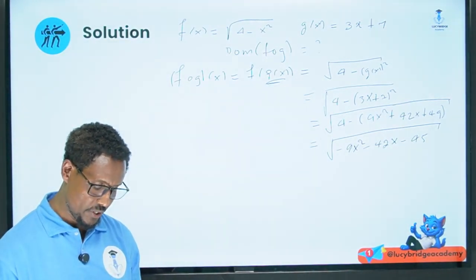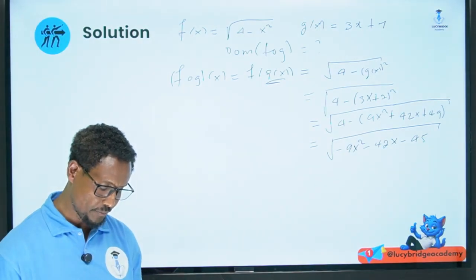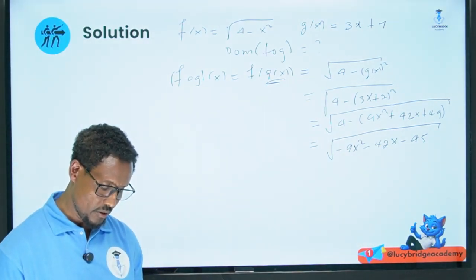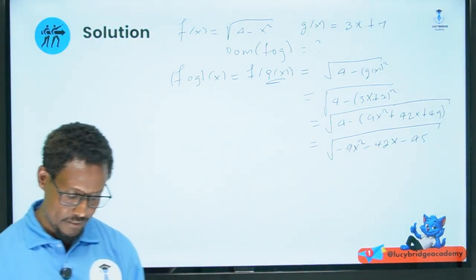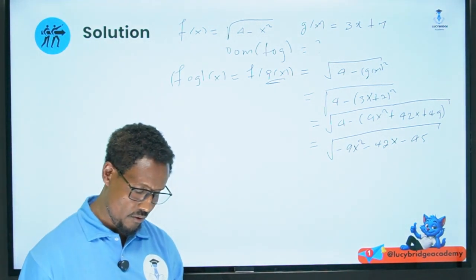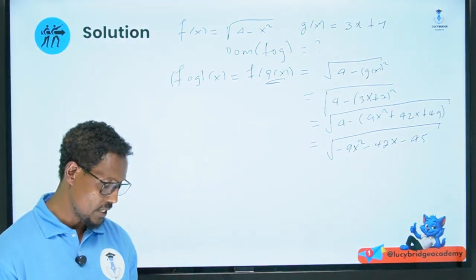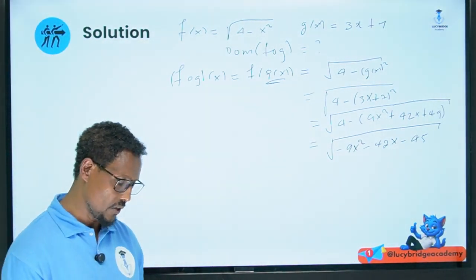Okay, shall we divide both sides by 9? Or by 3? All right, good. Anyways, this is f circle g of x.